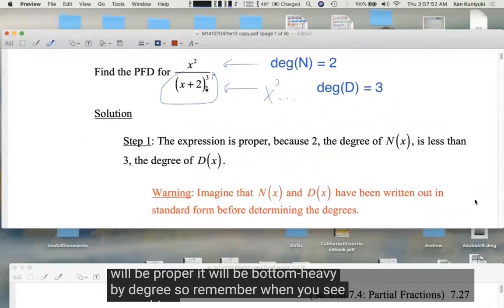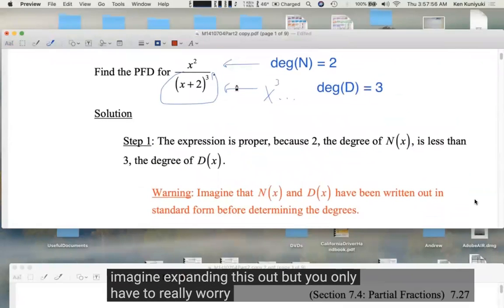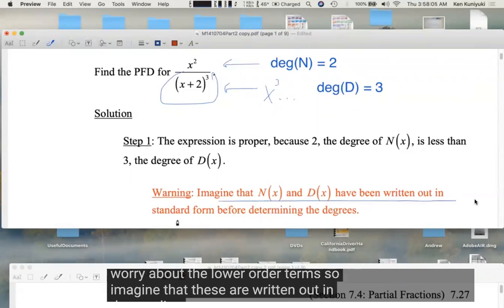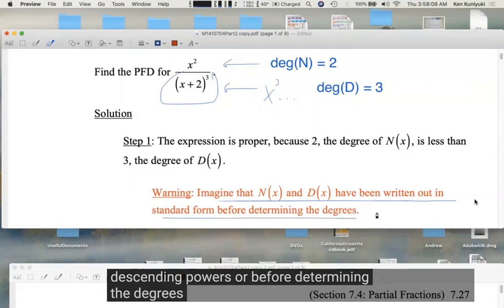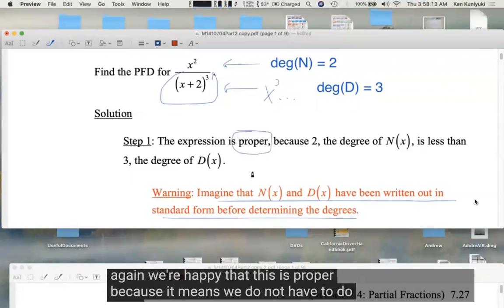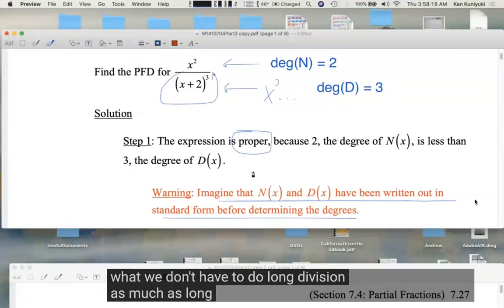So remember, when you see something like this, imagine expanding this out, but you only have to really worry about the leading term. You don't have to write out or worry about the lower order terms. So imagine that these are written out in descending powers before determining the degrees. Again, we're happy that this is proper because it means we do not have to do what? We don't have to do long division. As much as long division is fun, we love long division, we don't have to do it here.